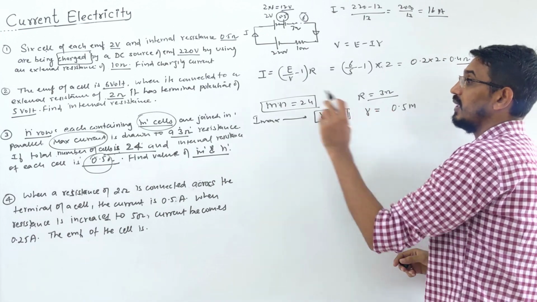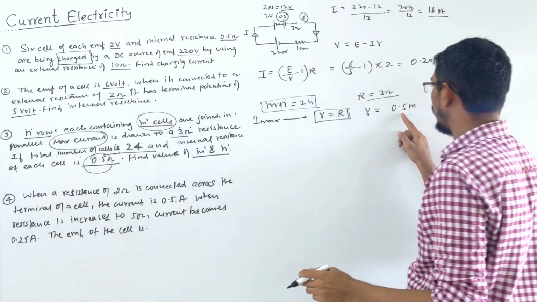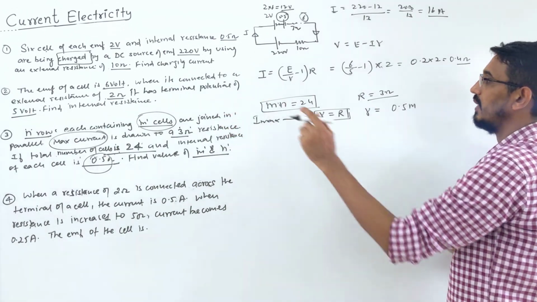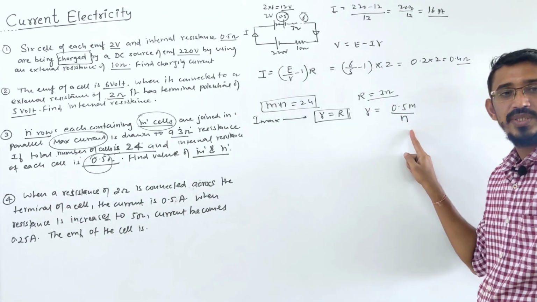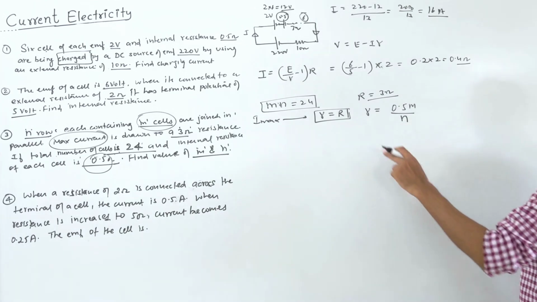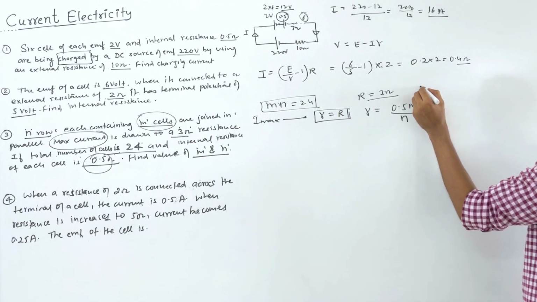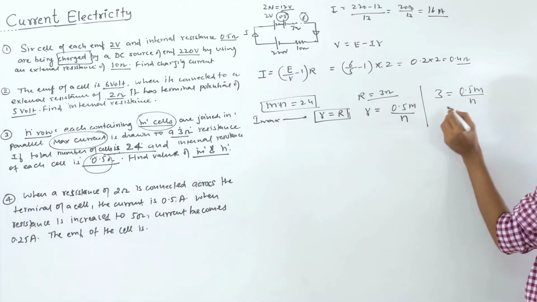Now, how many rows are there? N rows. So like 0.5 M, 0.5 M, these are all connected in parallel, N times. So the total internal resistance becomes 0.5 M by N. This I explained with series and parallel combinations of cells right now. Now this condition we can apply: total internal should be equal to total external to get maximum current. It means 3 should be equal to 0.5 times M by N.